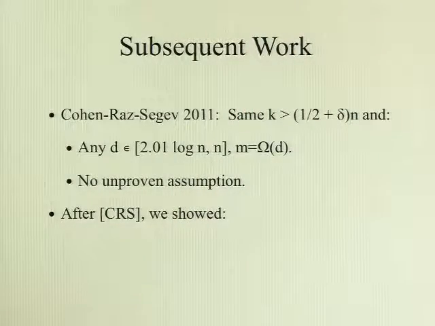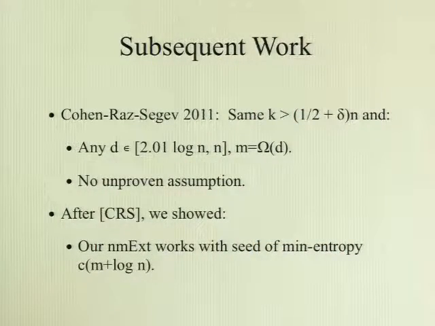So in fact, our construction can be viewed as a special case of their construction. And also, after seeing their nice paper, we actually showed that our original non-malleable extractor works even if the seed is not uniform, even if the seed only has some min-entropy, something like m plus log n times some constant here. And this again turns out that we can also achieve a small seed length as in their construction. But this work is only done after we have seen their paper.